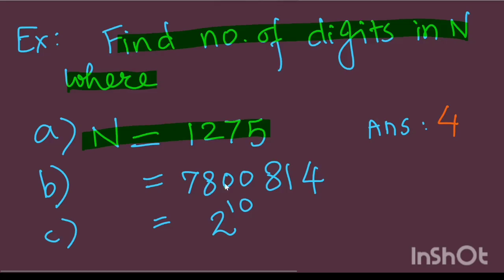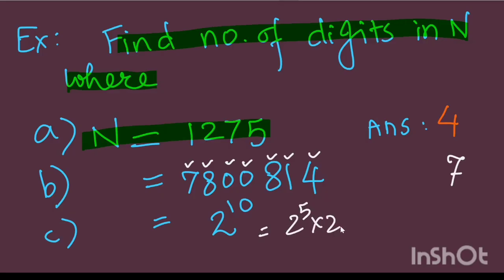Here also we can simply count 1, 2, 3, 4, 5, 6, 7, and directly write the answer as 7. 2 to the power 10, a little bit we have to calculate, or if we remember the value, 2 to the power 5 into 2 to the power 5, which is 32 into 32 is 1024. So the number of digits is 4. But what if the power increases?